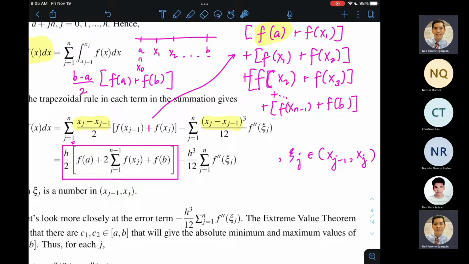Now, it's a little bit difficult to deal with this error term on its own because here we need to find unknown value c sub j's for all of the subintervals and then sum up their function values under the second derivative. Okay, but we can apply some tools from analysis in order to further simplify this guy, even though we don't know what exactly the c sub j's are.